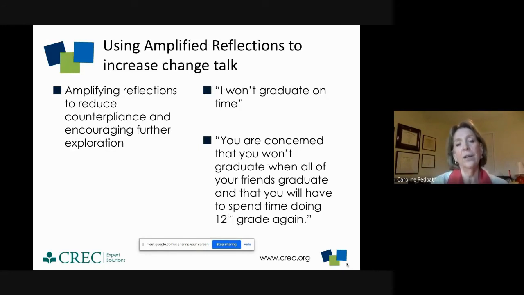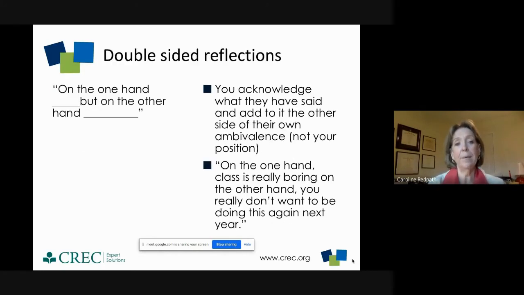So you're trying to amplify to reduce that counterpliance and explore a little further. Sometimes they'll argue with you and you'll have to take back a step. But it can be very helpful.